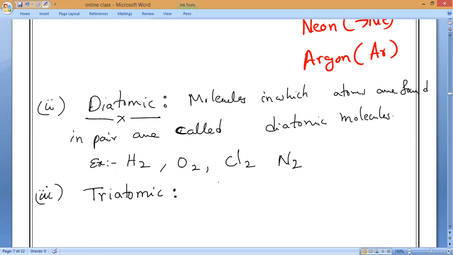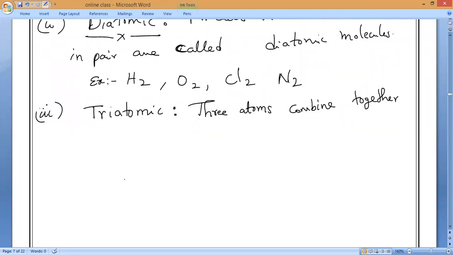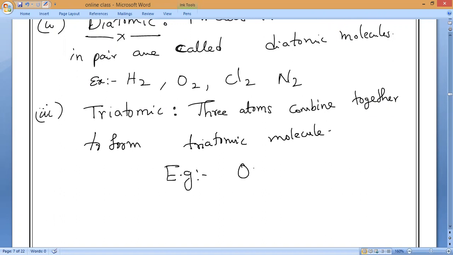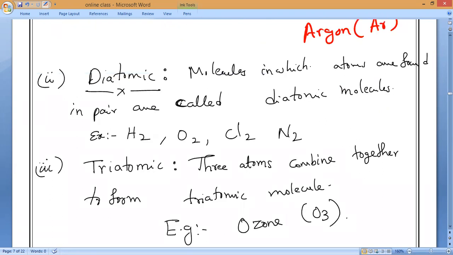Triatomic. Three atoms combined together to form triatomic molecules. Take the notes properly, very important. Example is only one: ozone, O-Z-O-N-E, O3. Till here everybody write it. Any doubt? Ask.